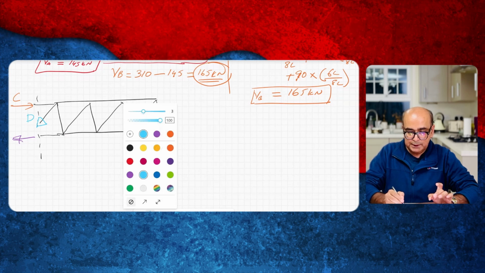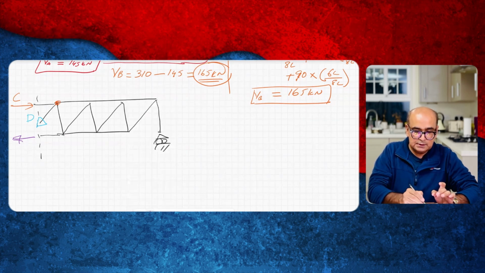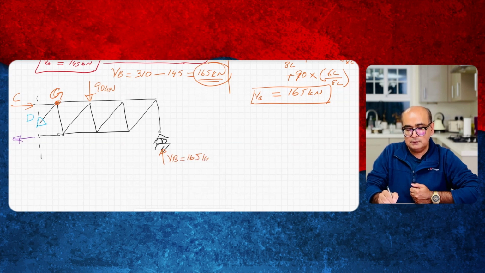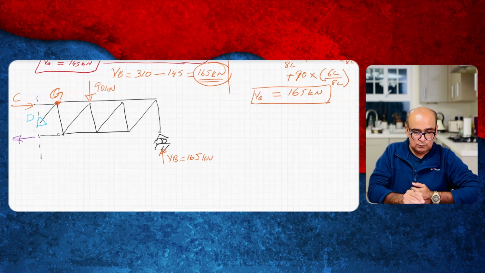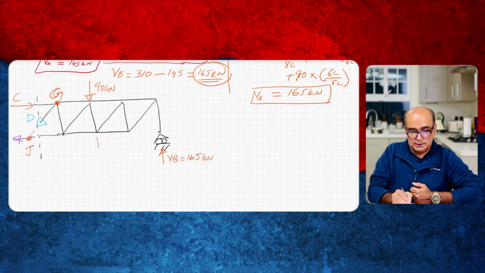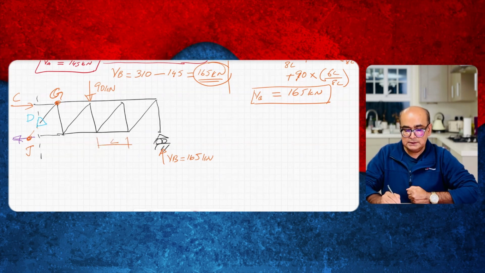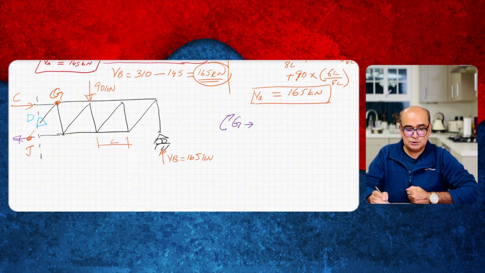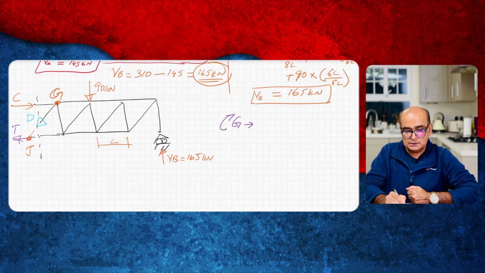So I will take moments at this point, which is G, and point load of I think 90 kilonewton is applied here, and here we have upward reaction VB as 165 kilonewton, and we can find out moment at J as well, and one span length is L. Firstly, let's have moment at G. So bending moment at G, it will lead to this load is T, tension. So tension times L, this distance is L as well.